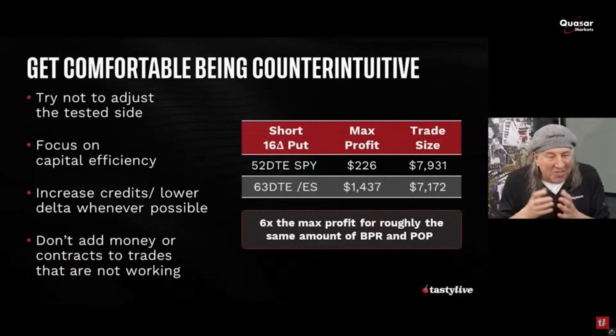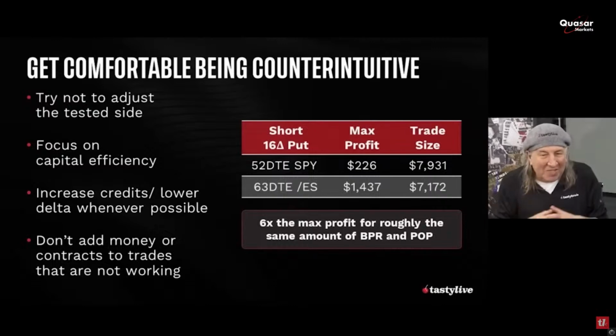You can see here, for the same amount of money, you can make almost 7 times as much money. So for the same $7,000 putting up, 52 days in SPY or 63 days in the ES, there is $226 in max profit versus $1,400 in max profit. That's one of the advantages of understanding capital efficiency. These are the same products.